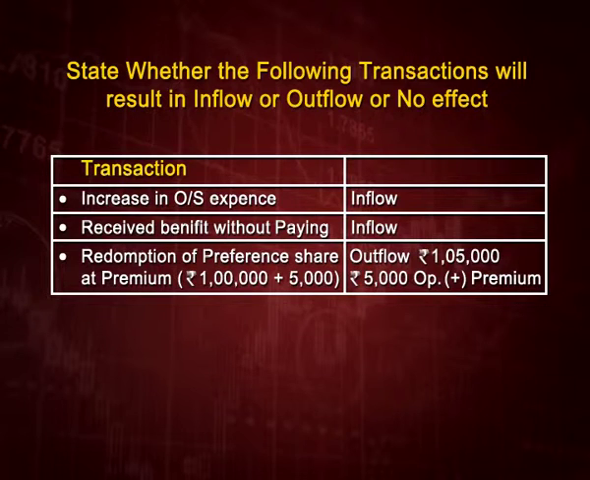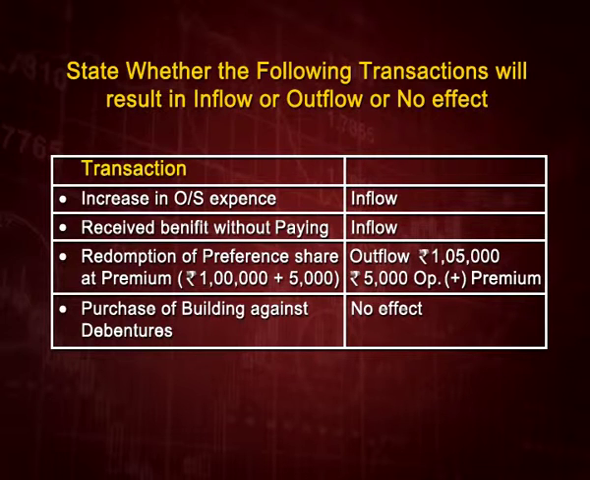Redemption of preference shares at a premium, say 1 lakh preference share plus 5,000 premium. So, outflow is 1 lakh 5,000 in financing activity, and that 5,000 premium on redemption will be added back in the operating activity because it is a non-operating item. Purchase of building against debenture, again that has no effect because fixed asset is coming in and debentures are being issued. So, there is no cash involved in that. So, it has no effect.